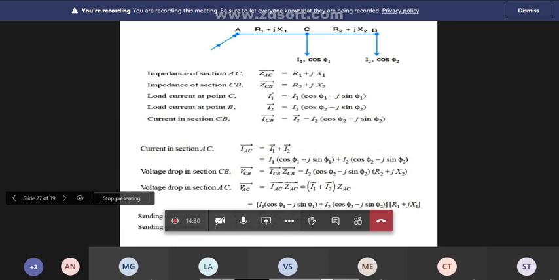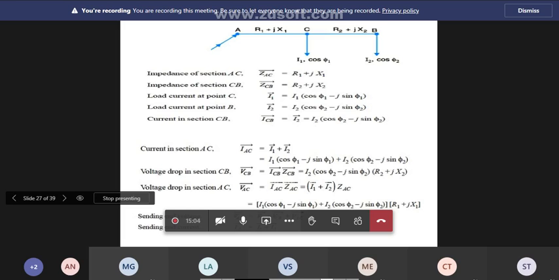Look at the picture. Let us consider an AC distributor with concentrated loads. AB is the distributor, and in the distributor itself, tappings are available, right? So C is one tapping, B is one tapping. I1 current and I2 current are the tapped currents at point C and point B respectively.